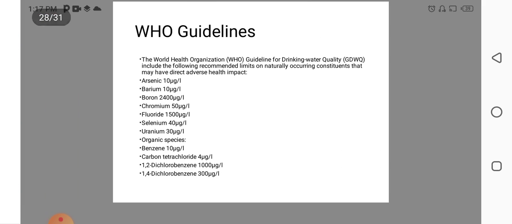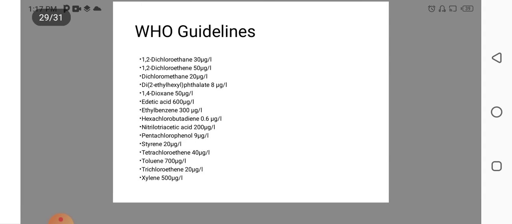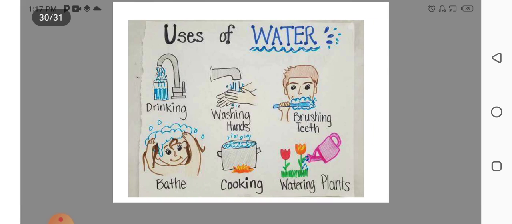According to WHO, the World Health Organization, some of the guidelines for drinking water quality are mentioned here. Here you can see some of the chemical characteristics limits. We all know the uses of water: drinking, washing, brushing, bathing, cooking.